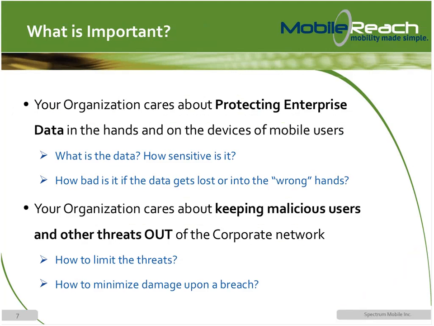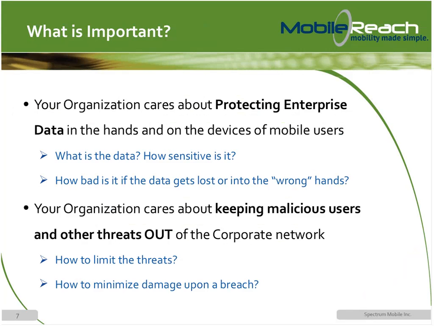So what's important? Your organization cares about two things: protecting enterprise data, as data is moved from the enterprise environment out to the mobile environment, that data needs to be protected from unauthorized access. And so what you want to think about when you're thinking about how to protect that data is how sensitive is it, first of all, and what happens if it gets into the wrong hands or into a malicious environment. What could happen? What are the risks as an organization? What does the organization face or have to lose if the information is compromised?